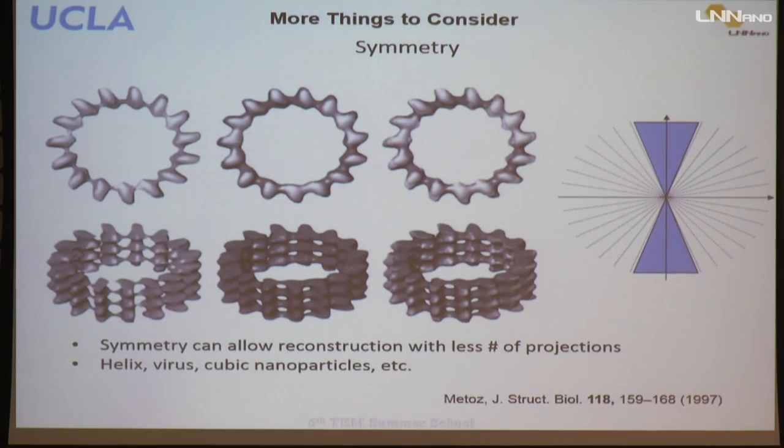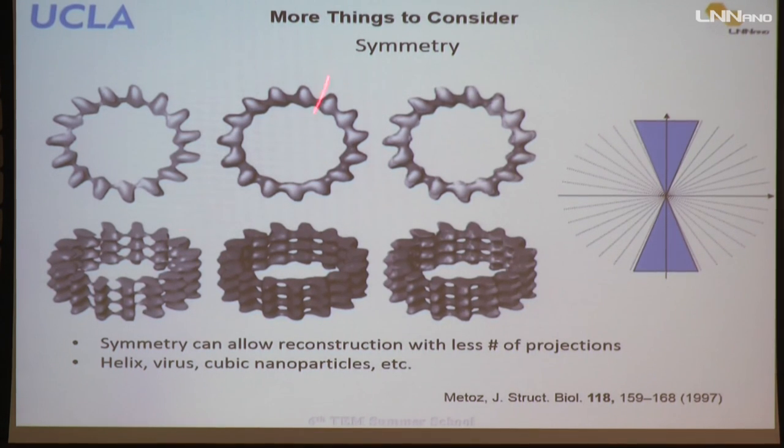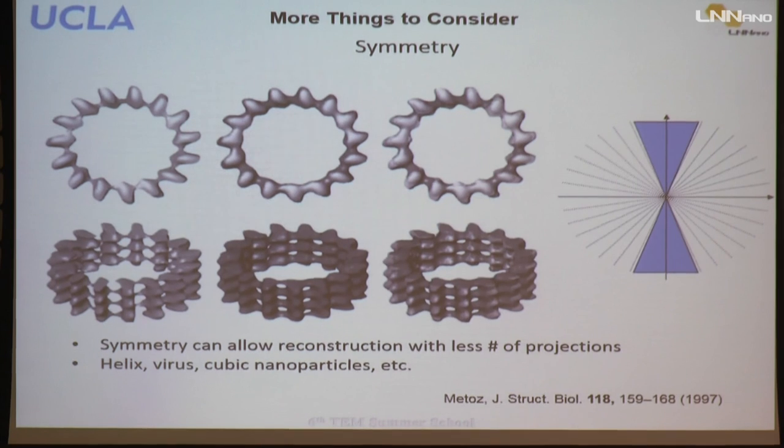And symmetry. If you know the symmetry of your object, it can make your reconstruction better, and it can allow reconstruction with fewer projections. For example, this is helical symmetry, helical like this orientation. This reconstruction is done from a single projection. Using symmetry, you make a lot of copies from the single projection and attach them together to get the reconstruction. So even without tilting, if you have very high symmetry, you can get good reconstructions.